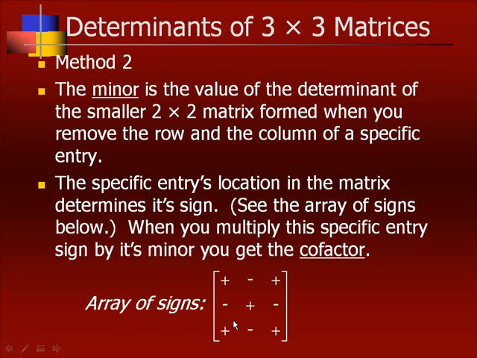Method 2, a couple of definitions. The minor is the value of the determinant of the smaller 2 by 2 matrix formed when you remove the row and the column of a specific entry. The specific entry's location in the matrix determines its sign. See the array of signs below? It always starts in a plus, and then everything alternates. Plus, minus, plus, plus, minus, plus, minus, plus, minus. Everything alternates. When you multiply the specific entry by its minor, you get the cofactor. Okay, and that probably makes no sense right now, but let's try one.